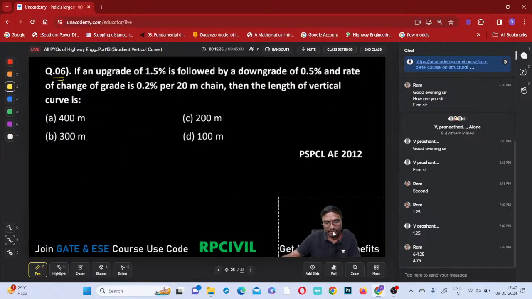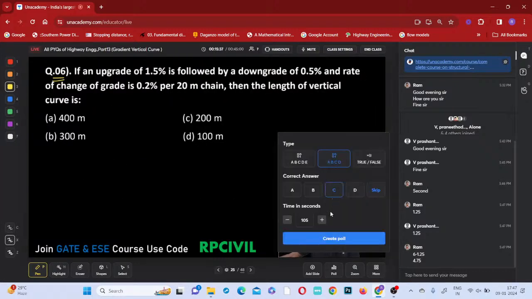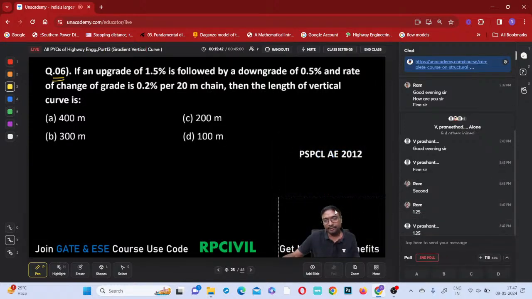Now, shall I go to the next question? Sixth question. One word is seconds time I'm giving. Try to solve this, all of you. Yeah, original gradient minus grade compensation. Original gradient minus grade compensation will give compensated gradient. Okay.